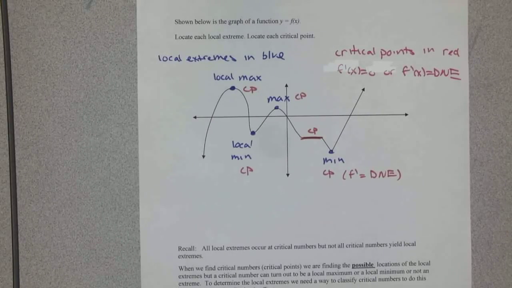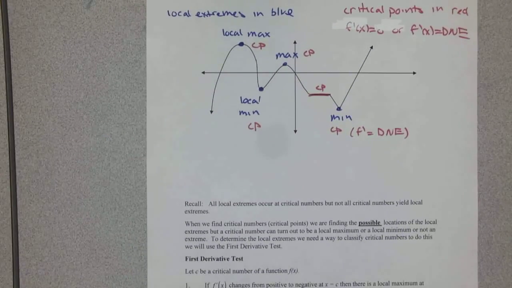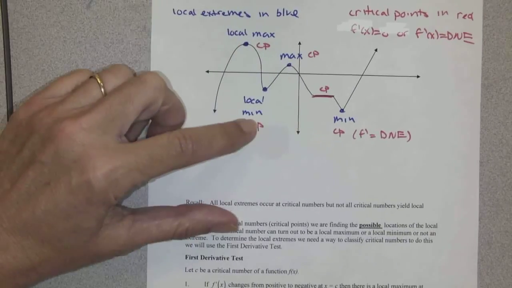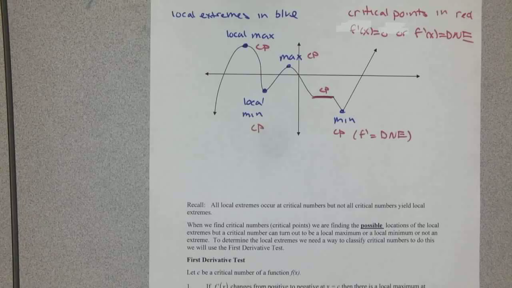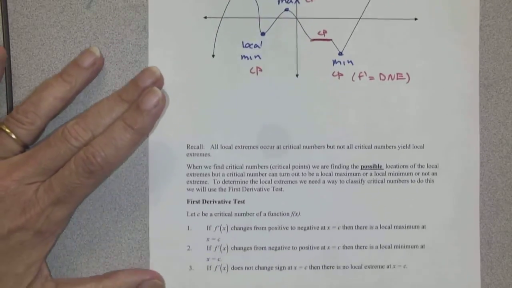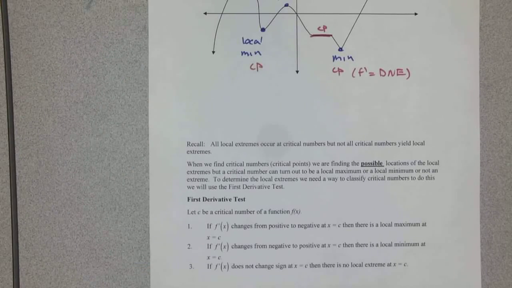We've already practiced finding critical numbers. We've done that. And so when you find a critical number, what you're finding are the possible locations of local extremes. Possible locations. We don't know for sure that they are locations. And so we need a way to take those possible locations of local maxes and mins and verify whether indeed it's a local max, a local min, or nothing at all. And that way to classify our critical numbers as local maxes or mins will be the first derivative test.